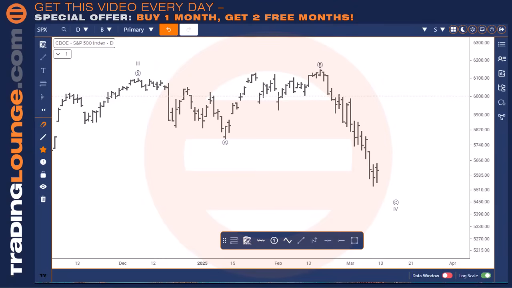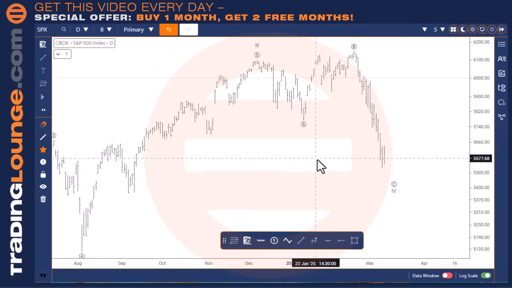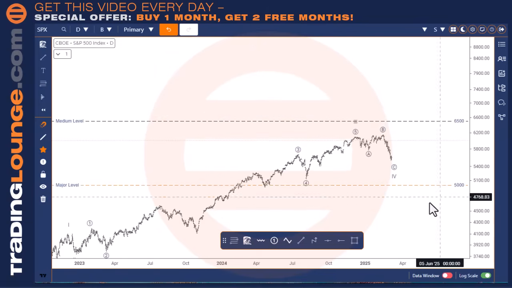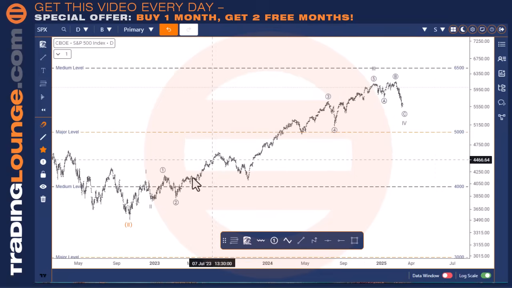Welcome to TradingLounge and the indices, and starting with the SPX here, the cash market, and we're looking at an expanded flat correction, so an ABC pattern here. And today we're going to be looking at the good, the bad and the ugly for this market. And just to get things into perspective here, just keeping a pretty clean chart, let me just squish and squash all this up here for a moment.